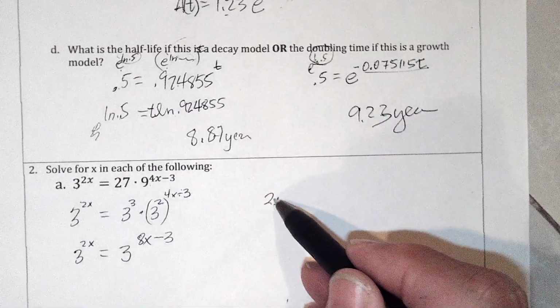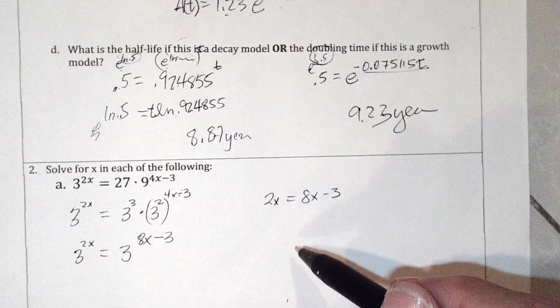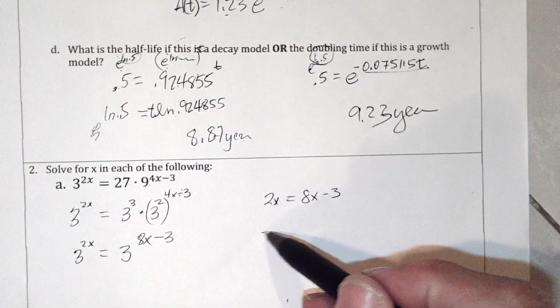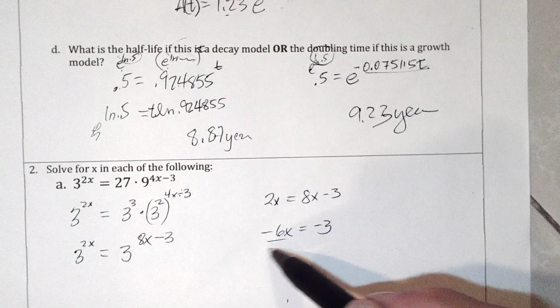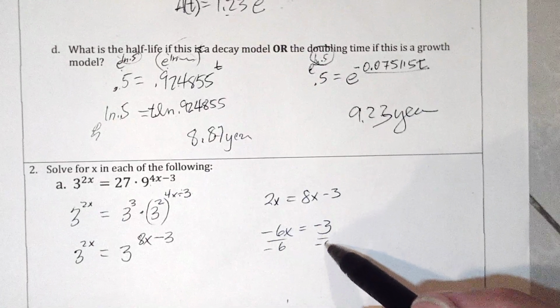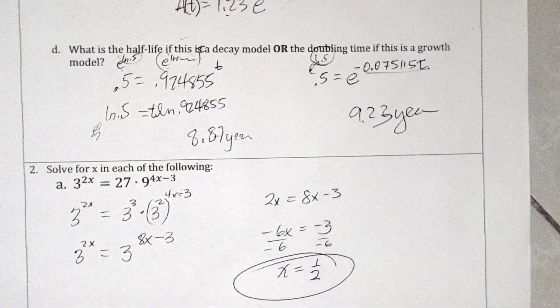So 2x equals 8x minus 3. Subtract 8x from both sides. Minus 6x equals minus 3. Divide by minus 6. And x equals 1/2. Part B.